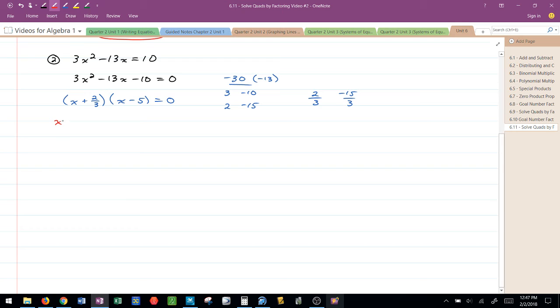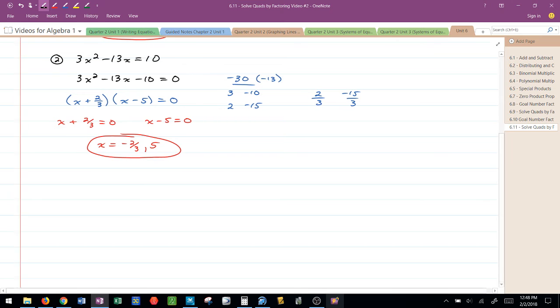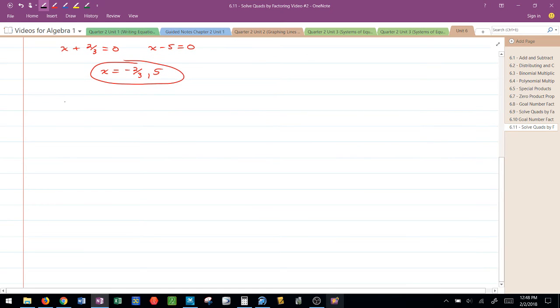Apply the zero product property. X plus 2/3 is equal to 0. X minus 5 is equal to 0. Solve each equation. First one is negative 2/3. Second one is positive 5. Okay, a couple more examples. Make sure you understand what we're doing.